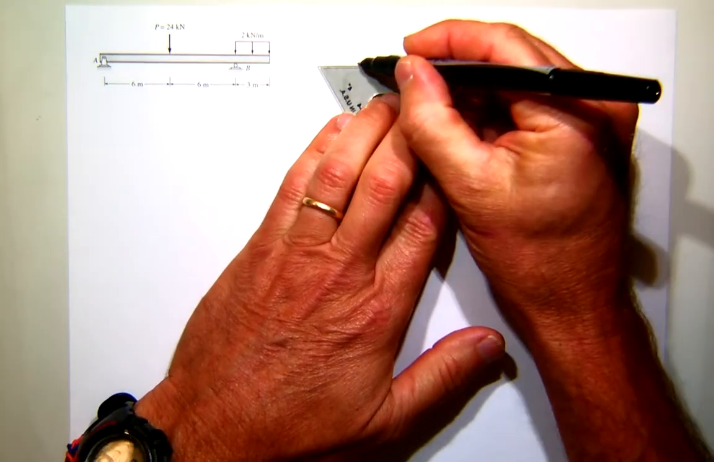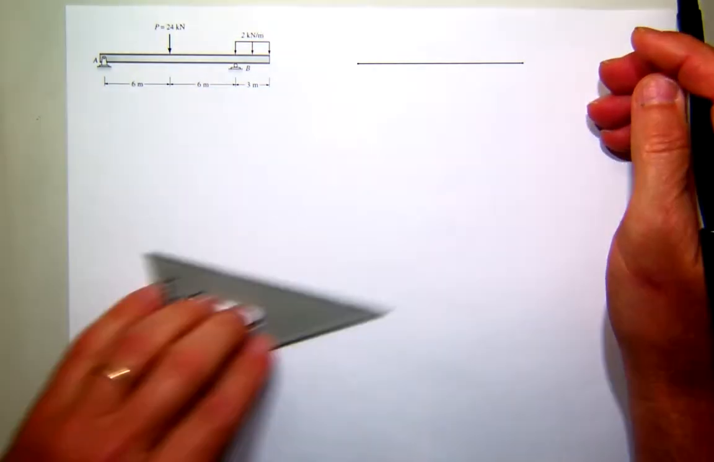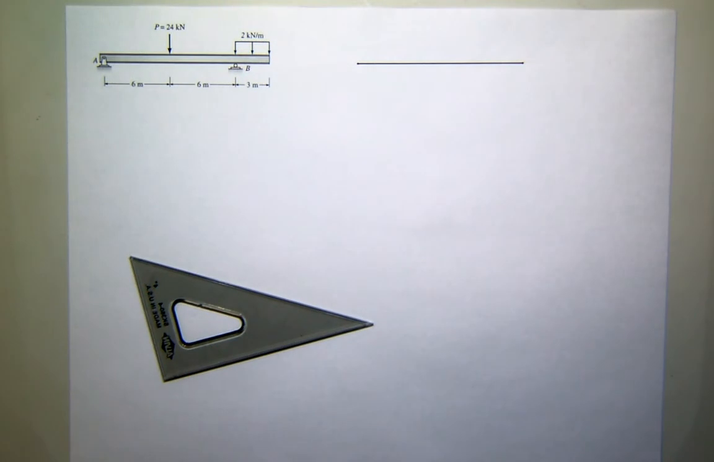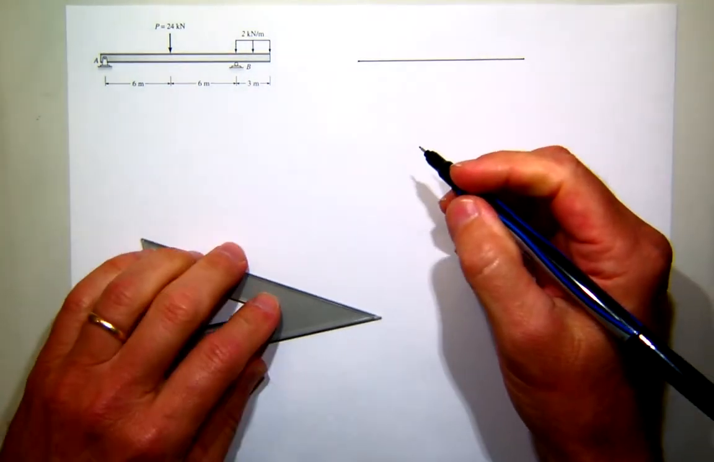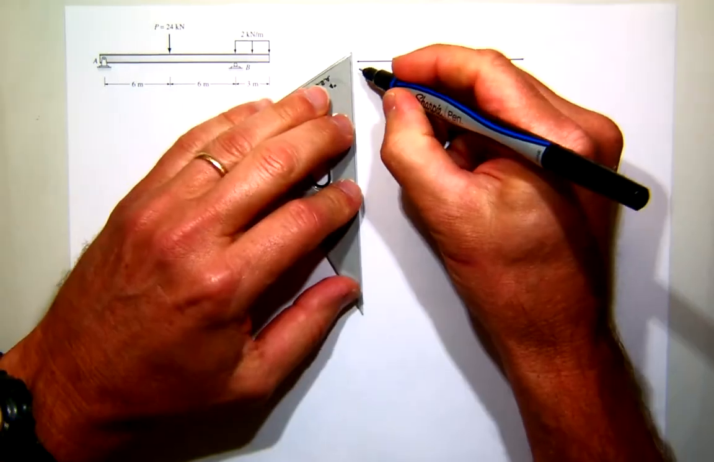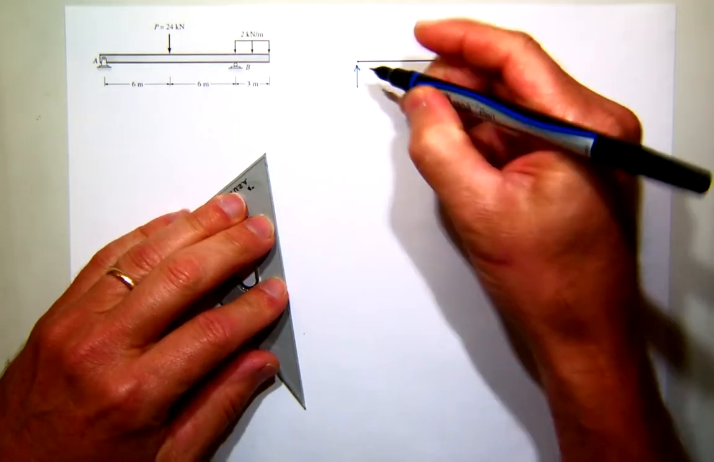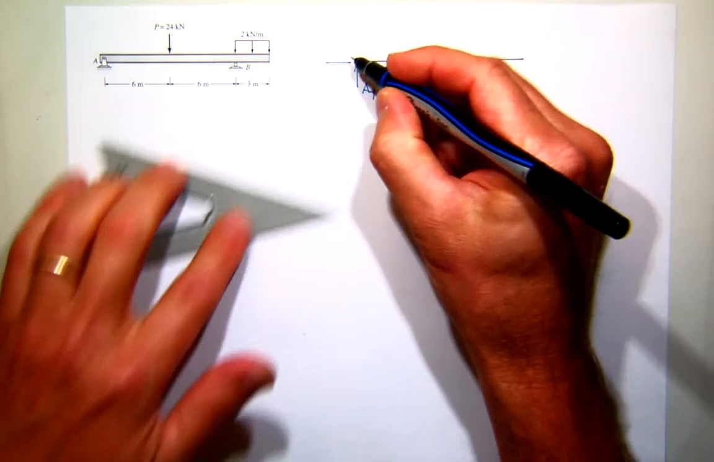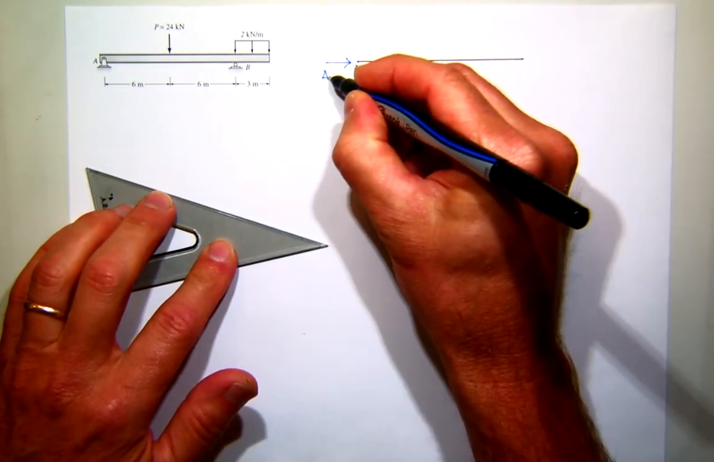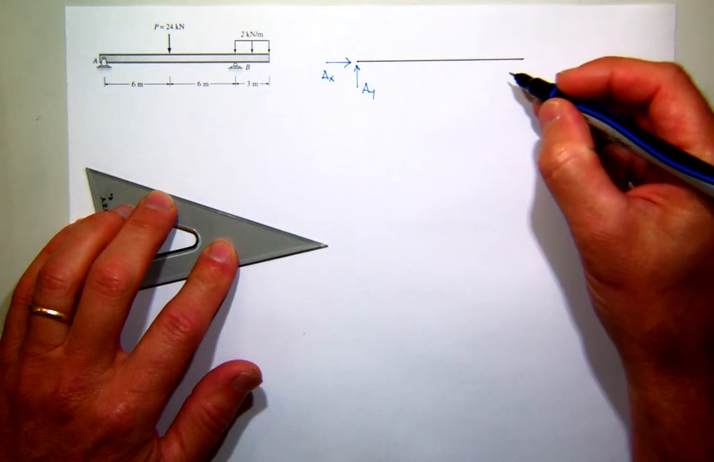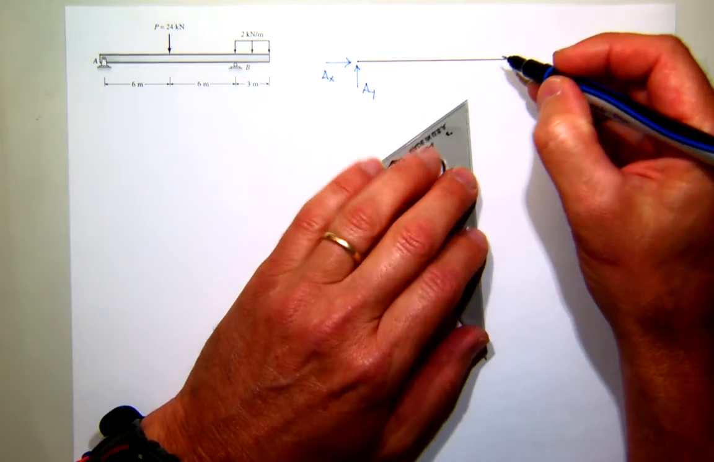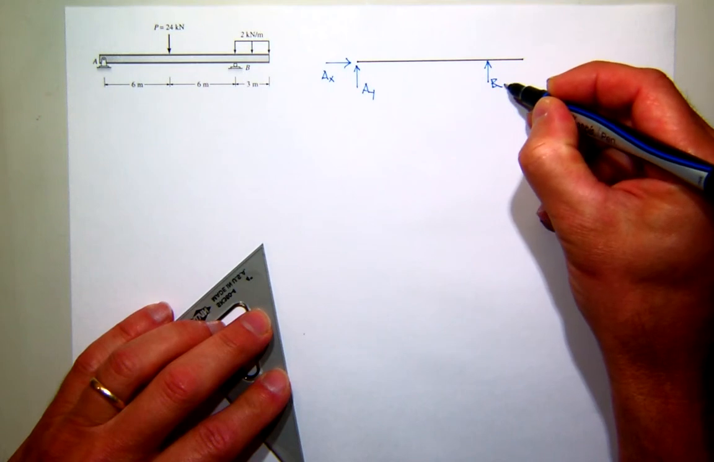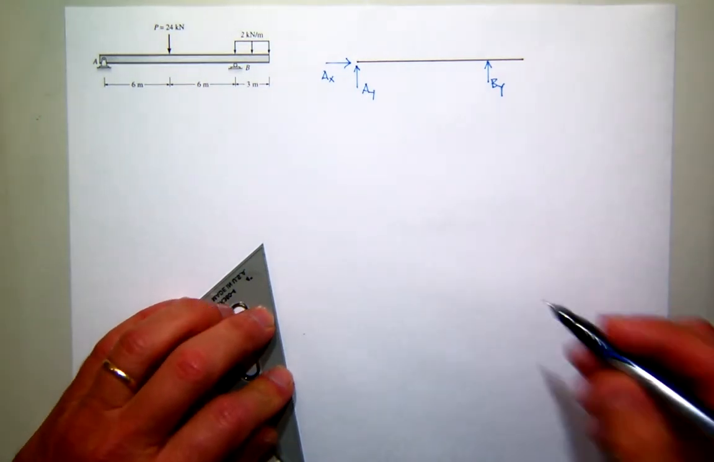So I'll draw a line that indicates the beam. And then I will assume directions for my pin at A. How many unknowns at the pin? 2. So I'll assume that one is acting up. I'll call it AY. And one is acting to the right. I'll call it AX. And over here at B looks like a roller. And I'll assume that that's acting up. Okay?